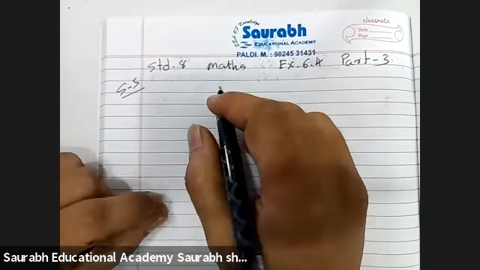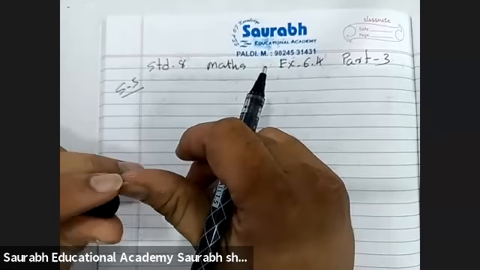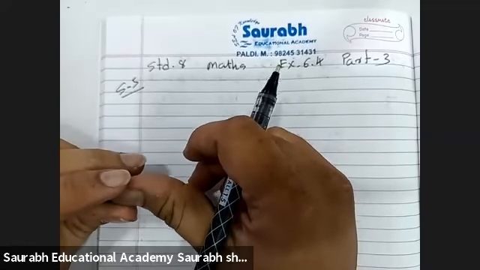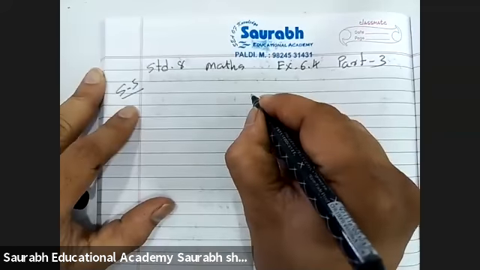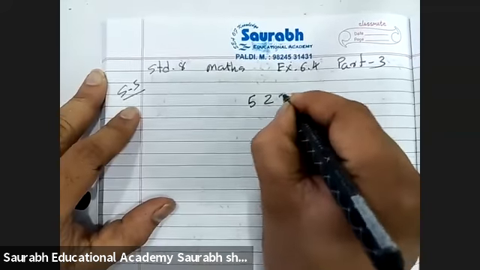5. Find the least number which must be added to each of the following numbers so as to get a perfect square. 525.